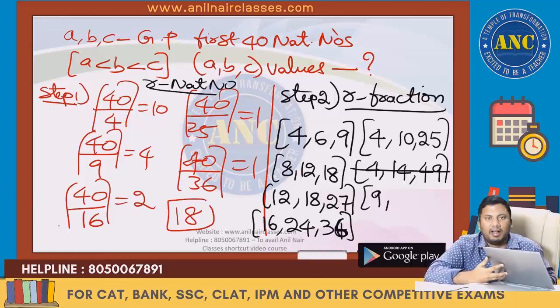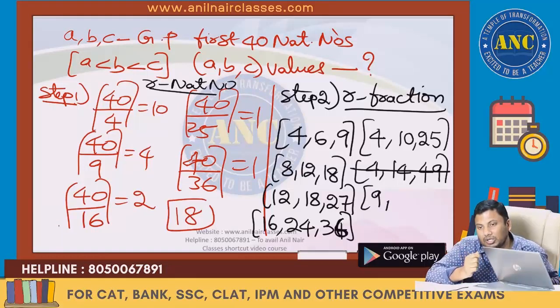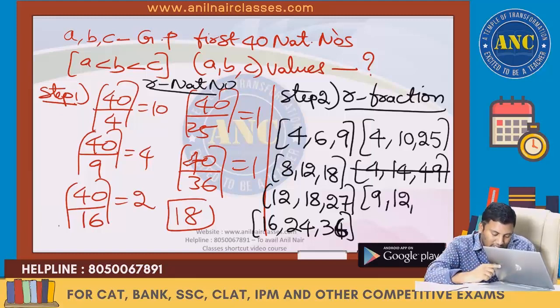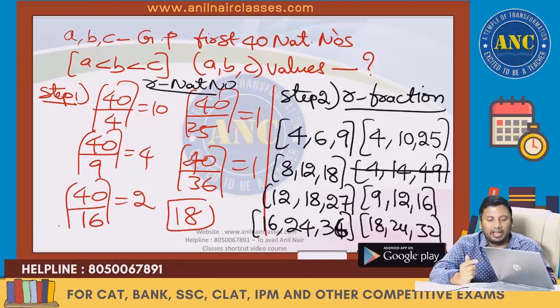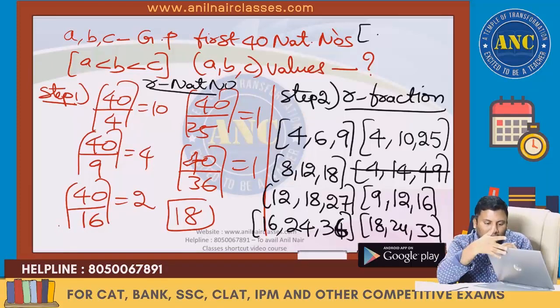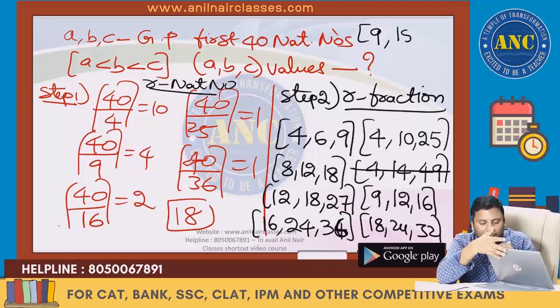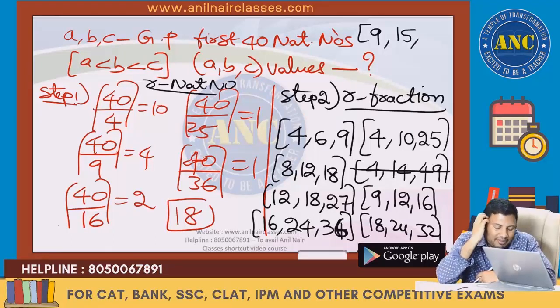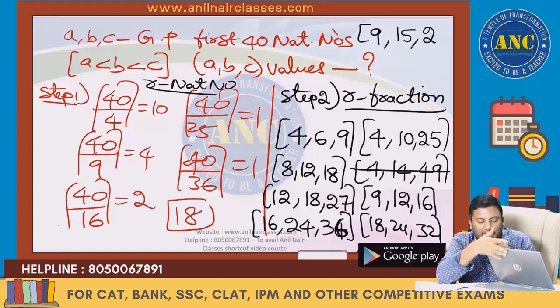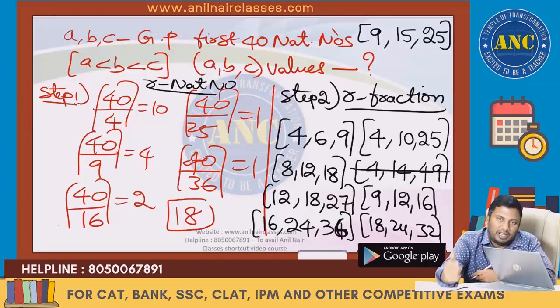Next is 3. 3 3s are 9. What is the next co-prime with 3? 4. 3 4s are 12. So these 16. 9, 12, 16. Next multiple 18, 24, 32. 3 over. Next one. 3 3s are 9. What is the next co-prime? 15. 9, 15. 15 square is 225. This will become 9, 15, 25.